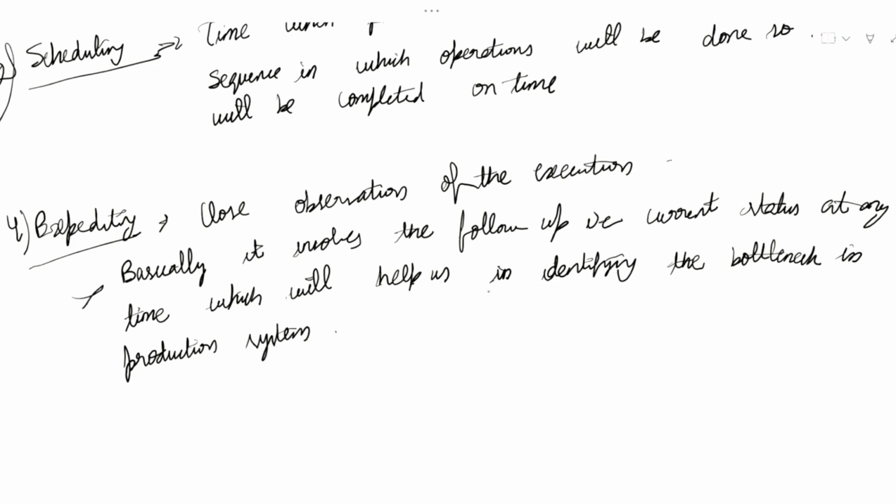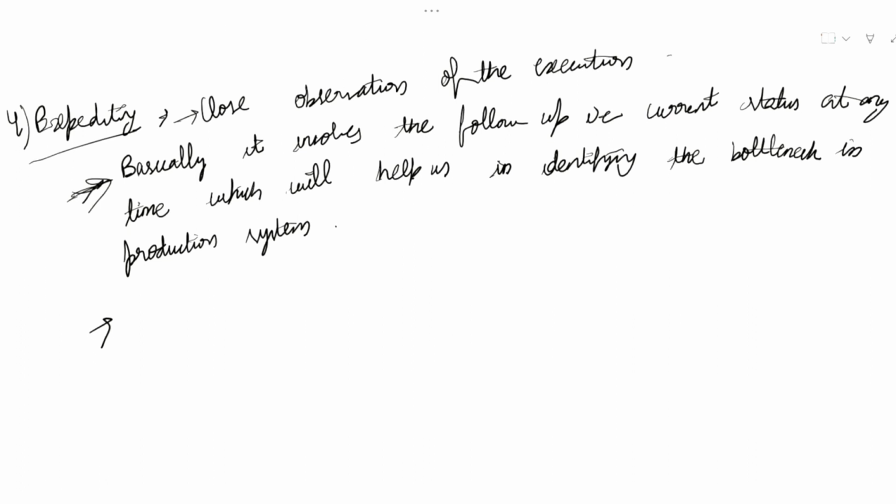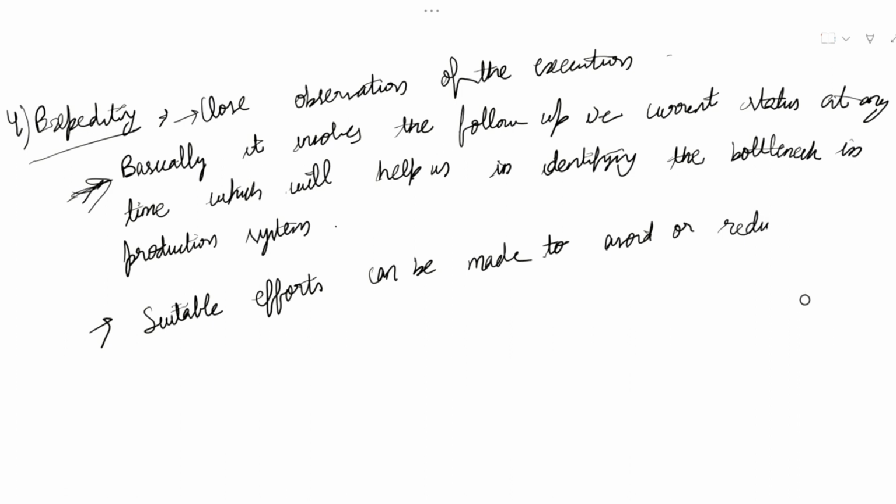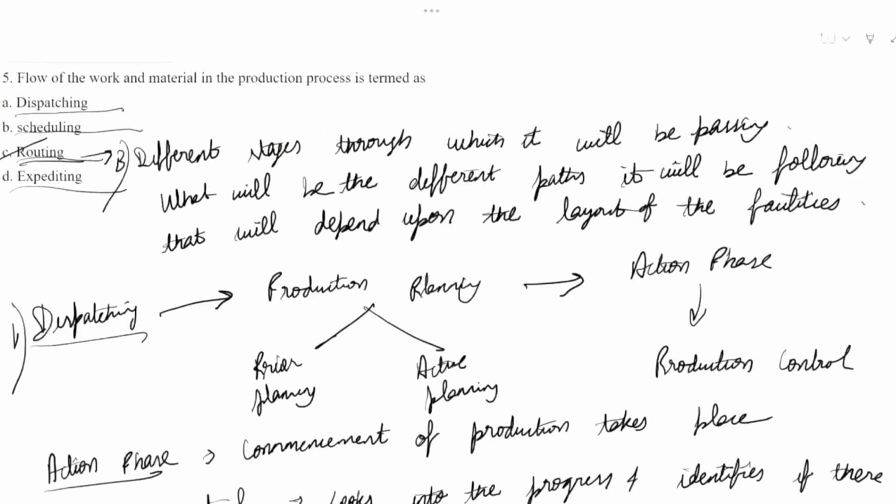Now, after identifying the bottleneck in the production system, suitable efforts can be made to avoid or reduce any such kind of bottleneck. So this was all about scheduling, expediting, routing, dispatching.